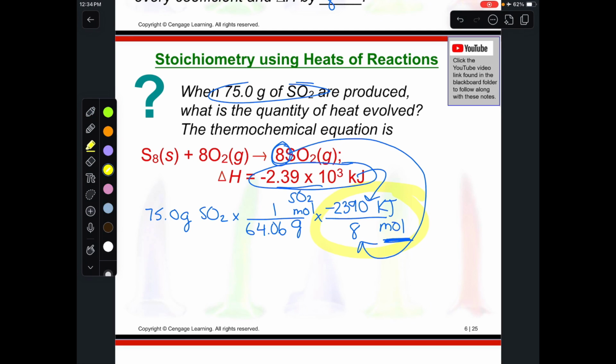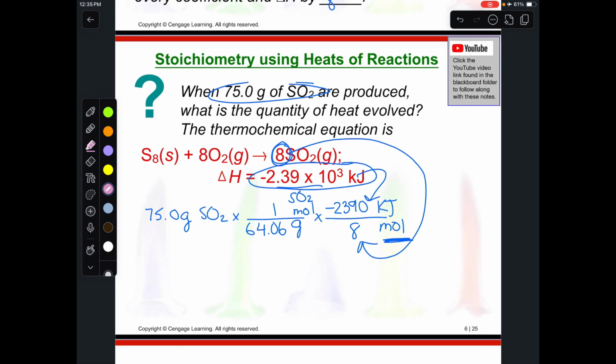Now, once I show students this, they start to go a little bit crazy and throw the coefficient in front of everything. But I want to remind you, the coefficient never changes for the mole to gram conversion. It's always 1. The only time we're going to be utilizing this is for a mole to kilojoule conversion. So let's go ahead and do some of the math for this.